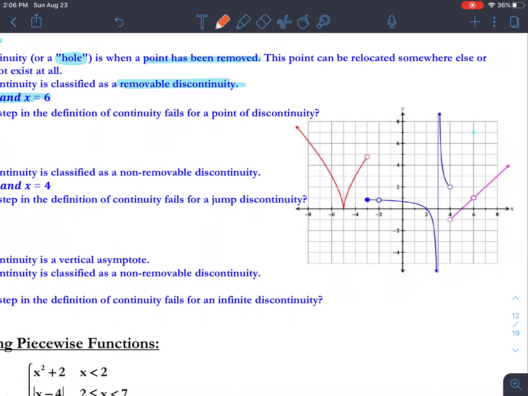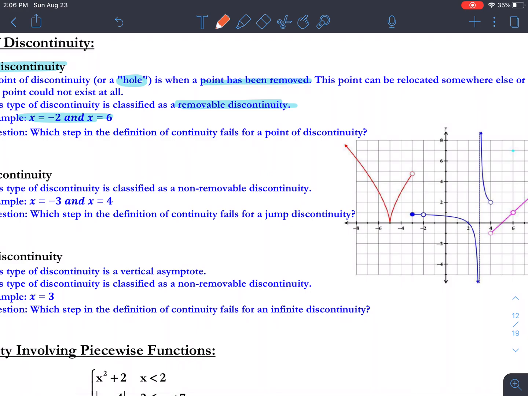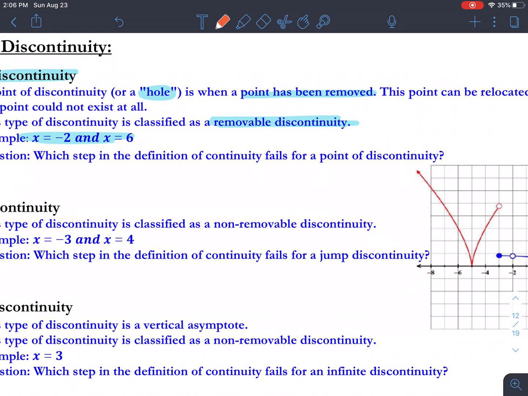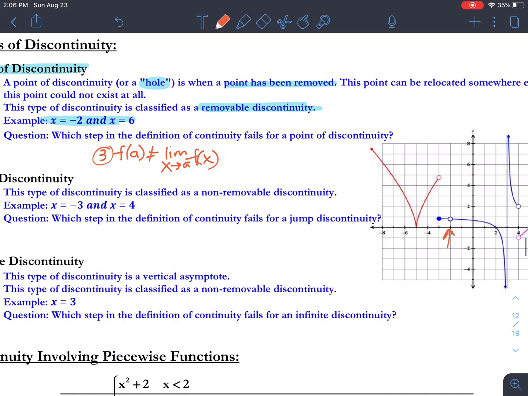And same thing here at 6. At 6, the limit exists. We get really close to this point, but it's not the same as the function value. Now, there's kind of 2 situations here, right? It says, what step do we fail for the point of discontinuity? Pretty much we fail step 3 overall, because really what's happening is that f of a is not the same as the limit. Now, if you look at these 2 things here, I would say at negative 2, we actually fail step 1. Because if I asked you what's f of negative 2, f of negative 2 doesn't exist. So that fails step 1.